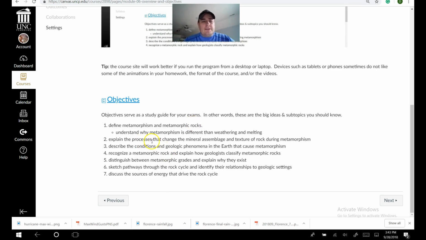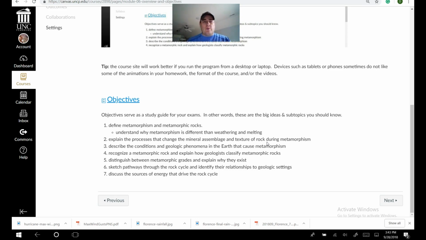Okay, so we'll talk a little bit about that. We're going to explain some of the processes that change the mineral assemblage and texture of the rock during metamorphism. So as it gets pressurized and pushed, it will move and change over time. We'll discuss that. Describe the conditions and geological phenomena in the earth that cause metamorphism. So mostly this is related to plate tectonics again. It's that pressure caused by the plates themselves that usually causes metamorphism.